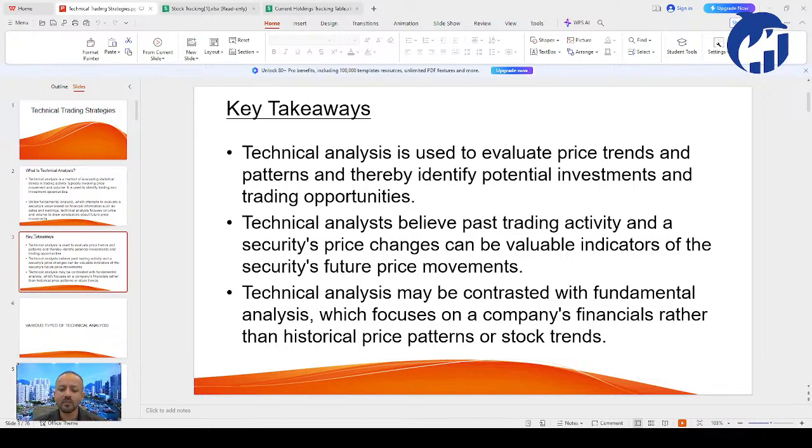So technical analysis may be contrasted with fundamental analysis, which focuses on a company's financials rather than historical price patterns, right? Number crunching is done by fundamentalists, while historical price patterns and pattern recognition are done by technicalists. All right.